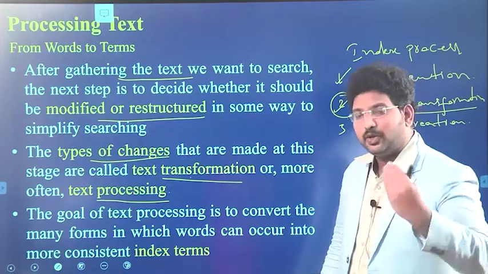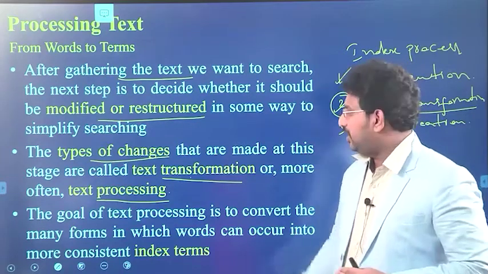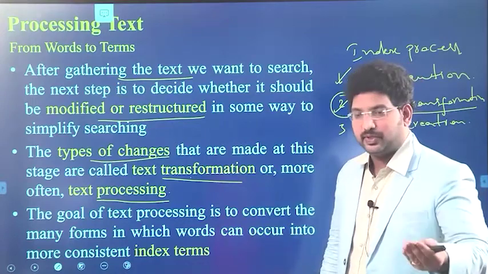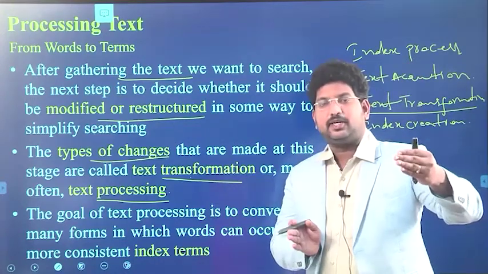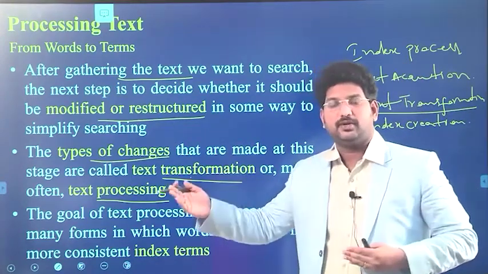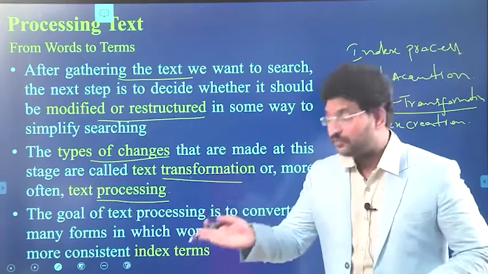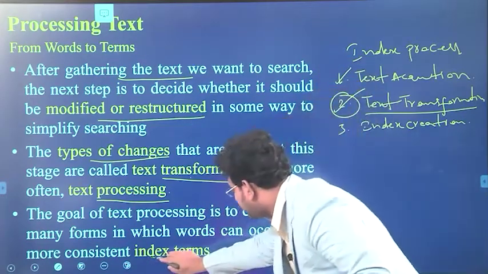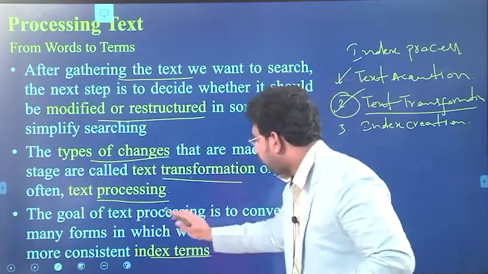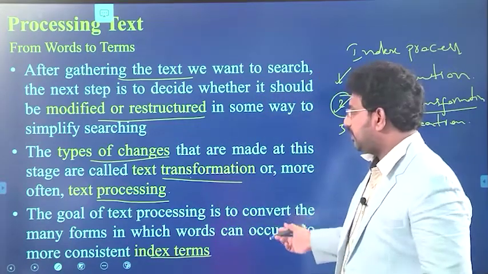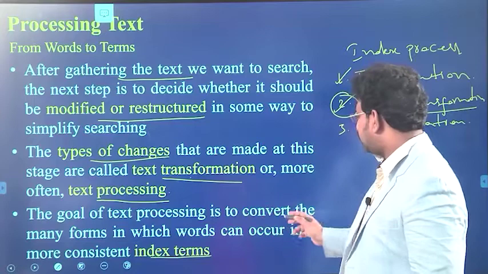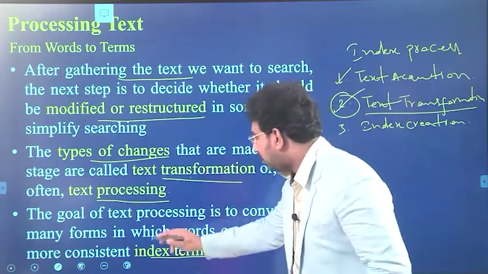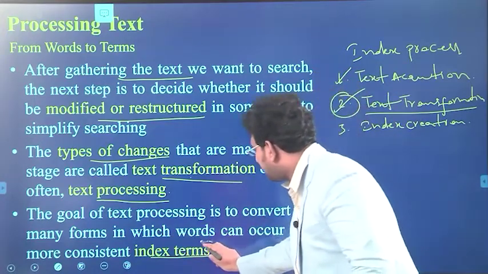Now, what is the goal of text processing or text transformation? As we know, all the text present in the documents is going to be converted into index terms or features. The goal of text processing is to convert the many forms in which words can occur into more consistent index terms.